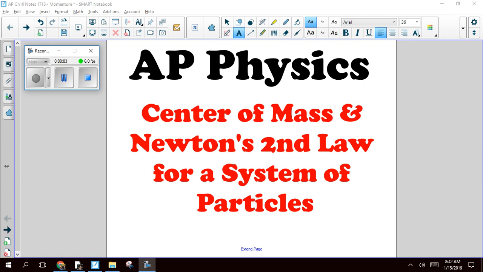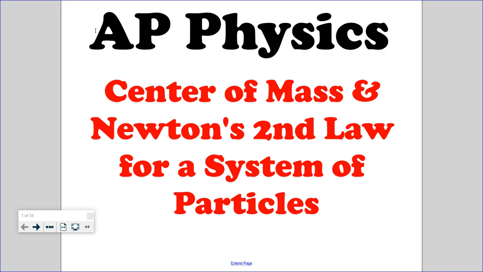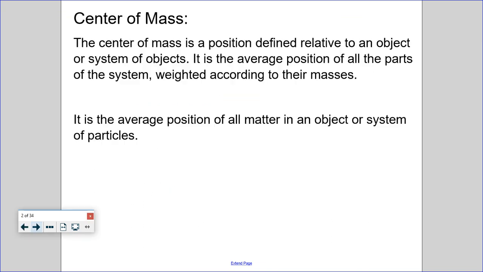All right, so today we need to learn about center of mass and how to deal with Newton's second law for a system of particles. All right, so here we go. So first, let's give a definition of center of mass.